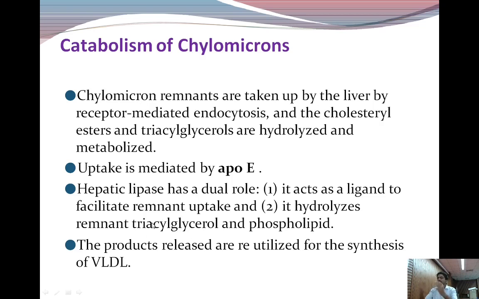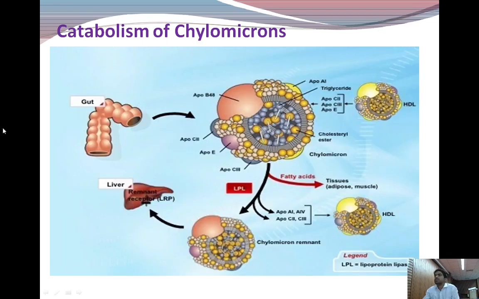Whatever triacylglycerol and phospholipid remain in the chylomicron remnant will be broken down by the lipase present in the liver. The products released by the metabolism of the chylomicron remnant are reutilized for the synthesis of VLDL, because, as I told you already, VLDL is formed in the liver and chylomicron is formed in the intestine. So those products are used by the liver to form VLDL. This is the last slide.